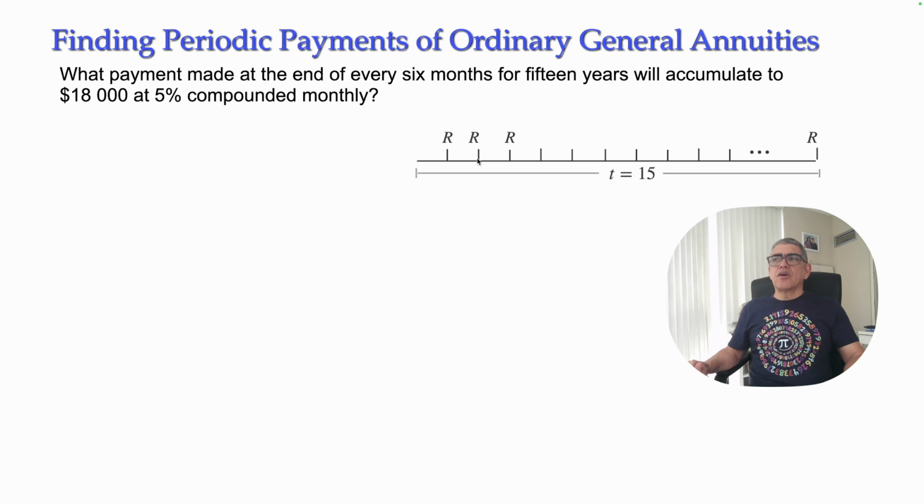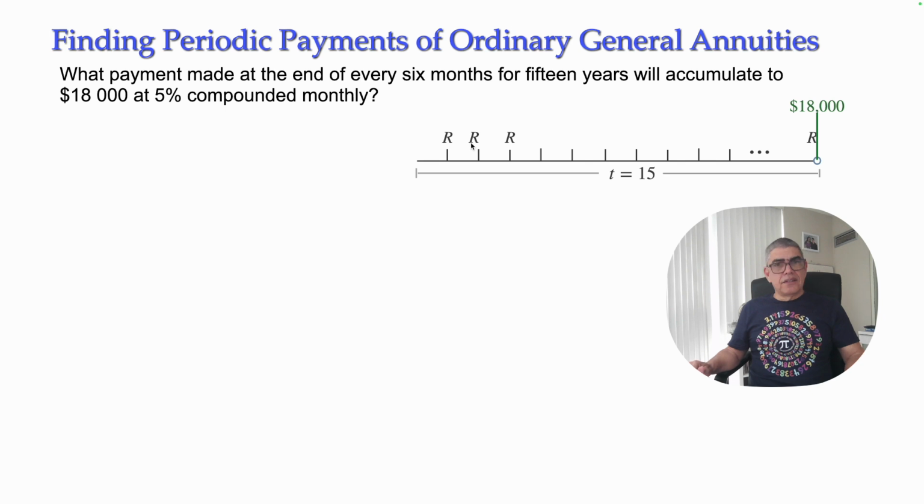In 15 years, we want this to accumulate to $18,000 at the end. So this $18,000 will be at the moment of the last payment. Notice here that the payments are made at the end of every 6 months. So at the moment of the last payment, we have $18,000 in this account. How much needs to be the payment?